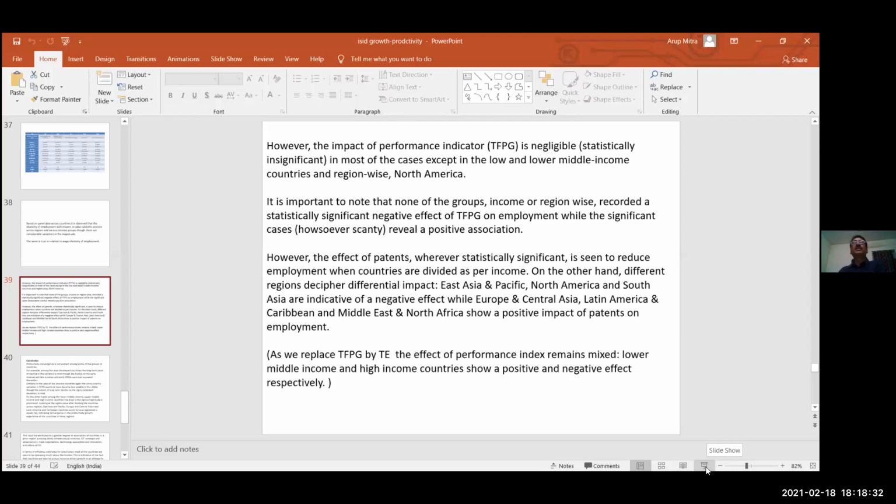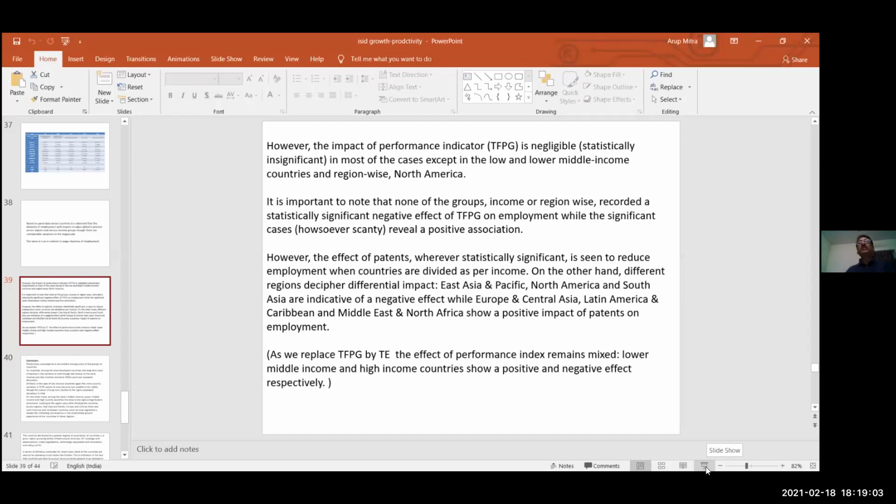However, the effect of patents, wherever statistically significant, is seen to reduce employment when countries are divided as per income groups. On the other hand, different regions show a differential impact. East Asia and Pacific, North America and South Asia are indicative of a negative effect, while Europe and Central Asia, Latin America and Caribbean, and Middle East and North Africa show a positive impact of patents on employment.